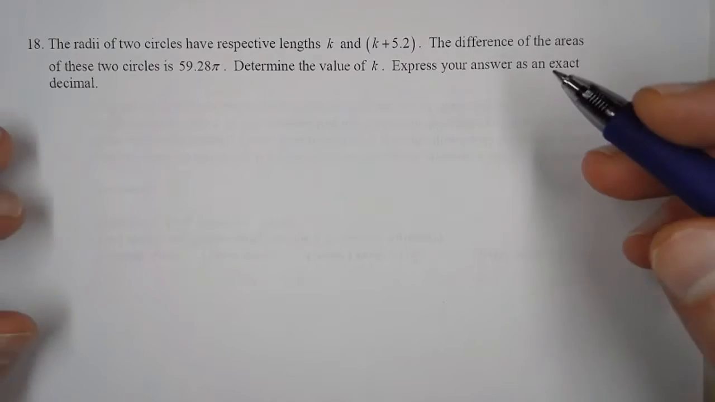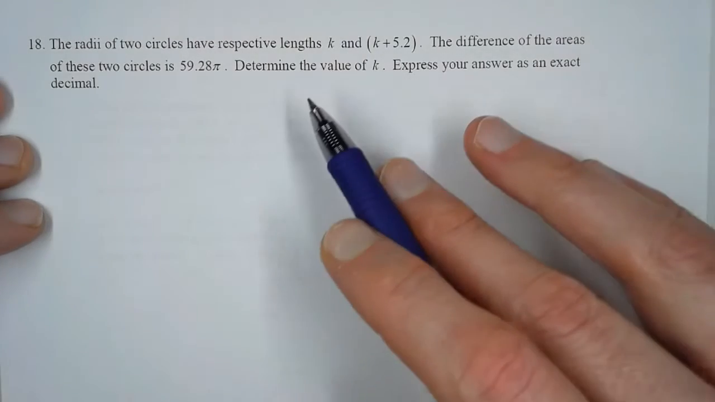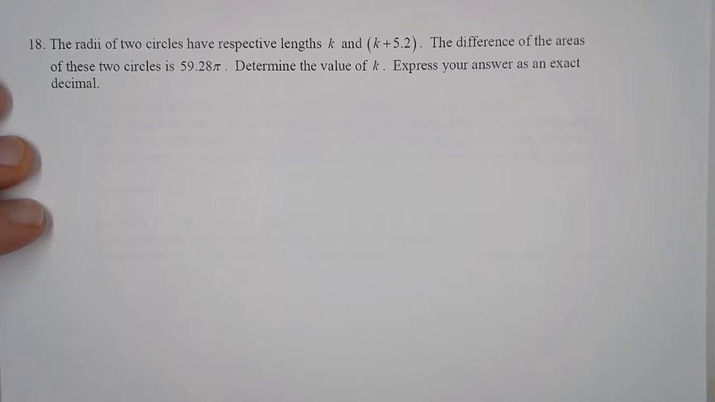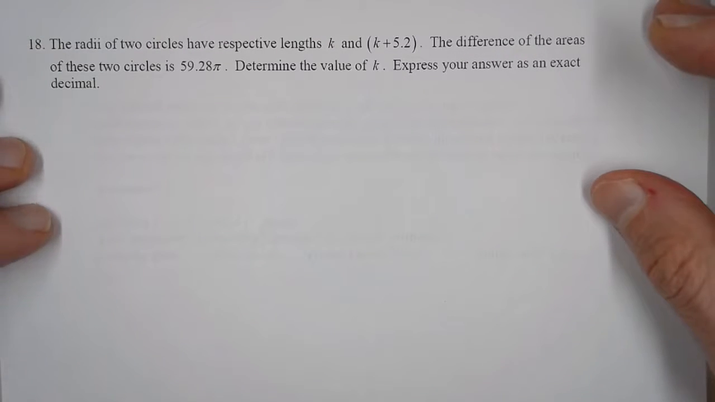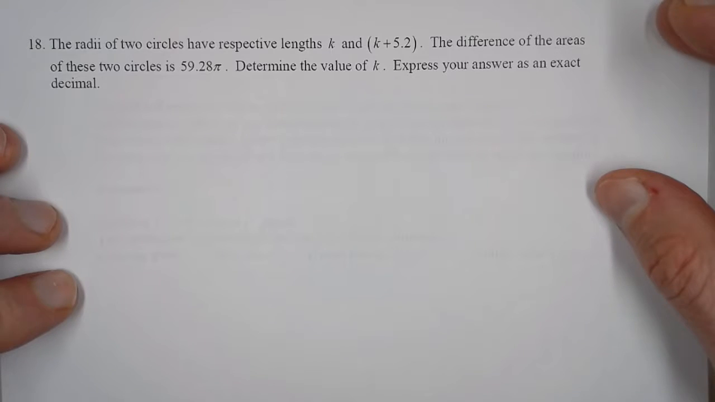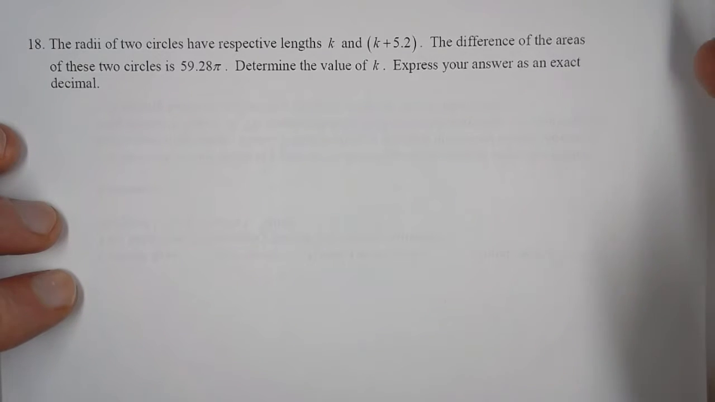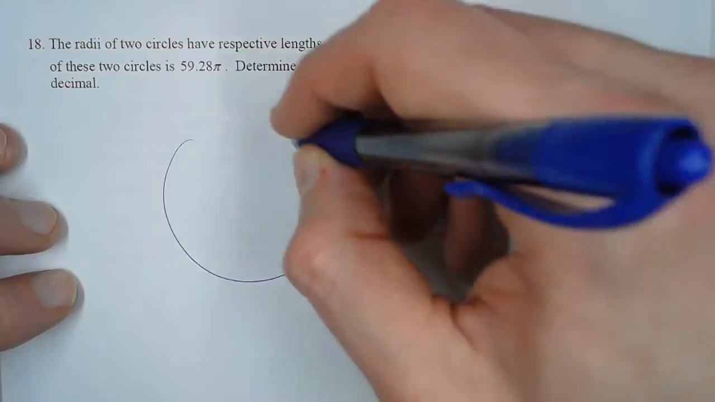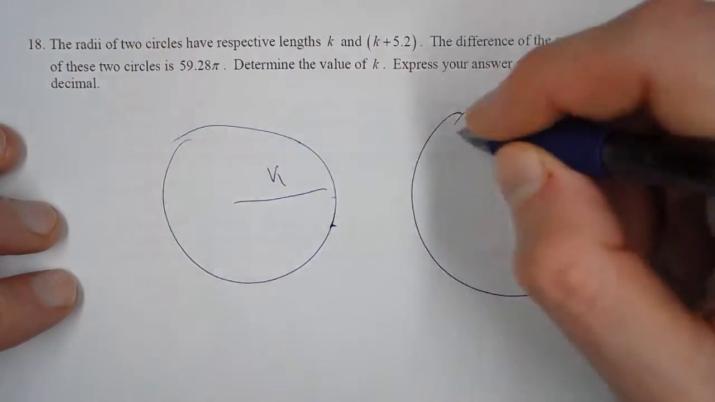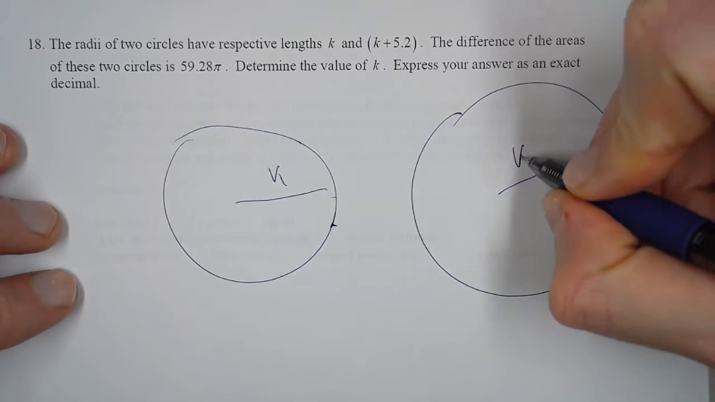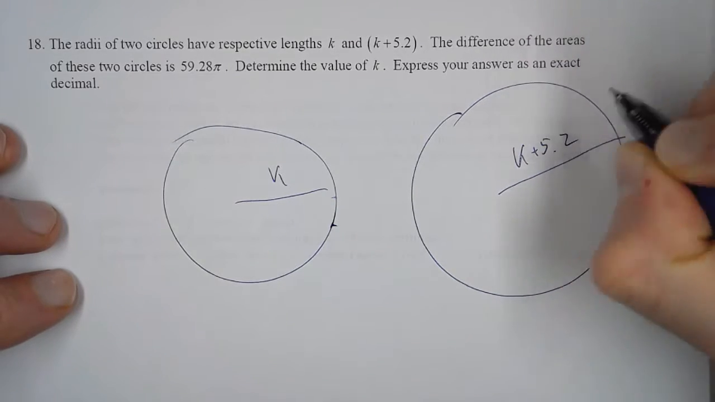In this problem, we're given two circles, and their radii are k and k plus 5.2. The difference between the area of these two circles is 59.28 pi, so we want to determine the value of k expressed as an exact decimal. So one circle has a radius of k, another, larger circle has a radius of k plus 5.2.